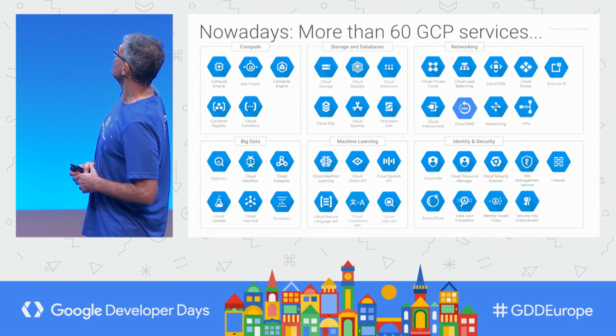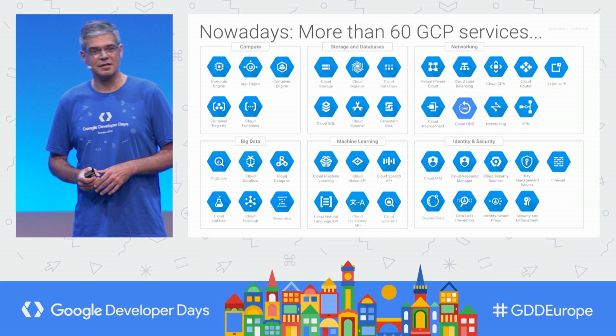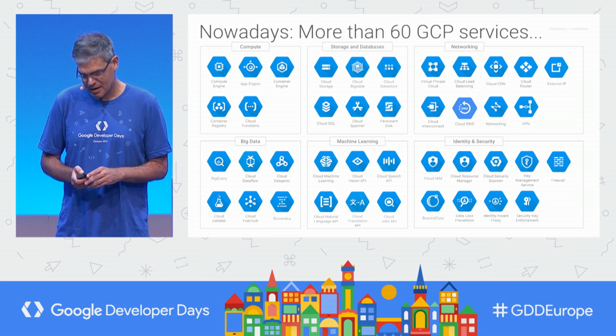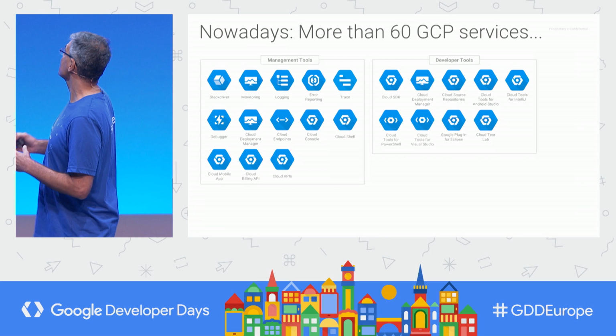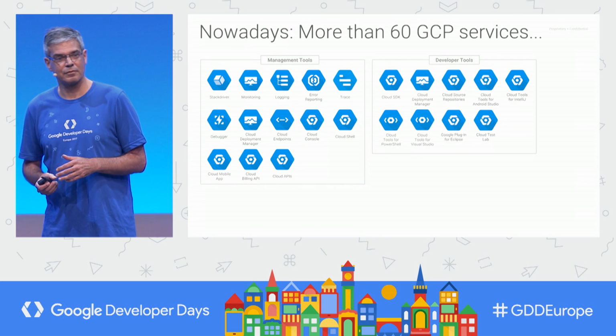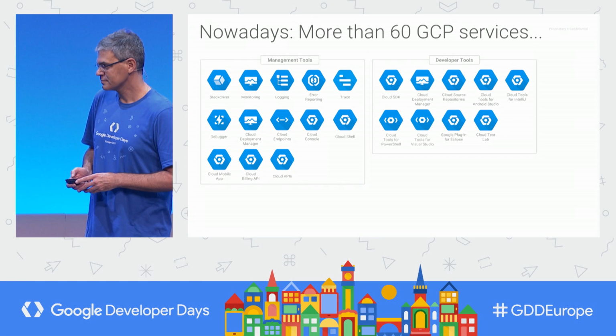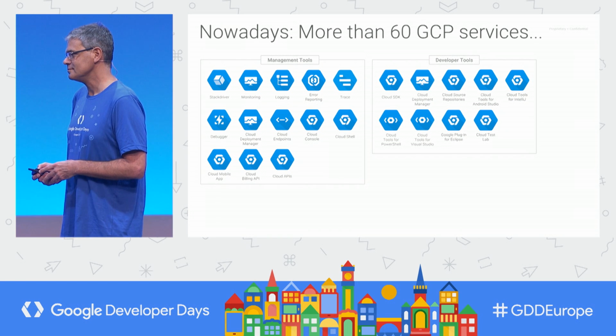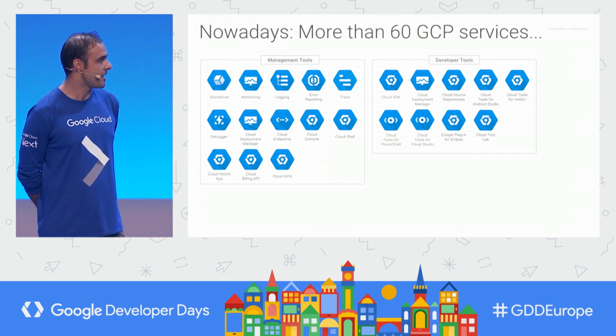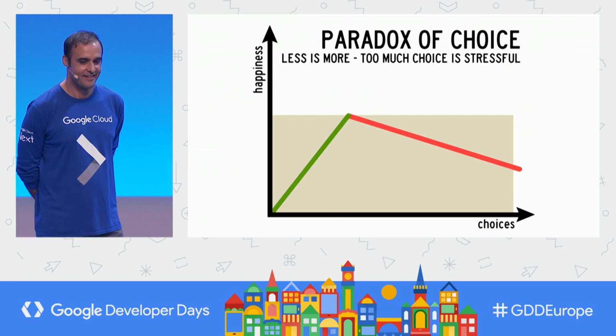This is what it's like nowadays. We have more than 60 Google Cloud product services, so many that I can't even fit them all on one slide. So there's a lot of choices out there. Well, that's good, right, Marc? I mean, more services, more tools, more choice, that can be only good, right? Well, it's kind of a mixed bag, actually.